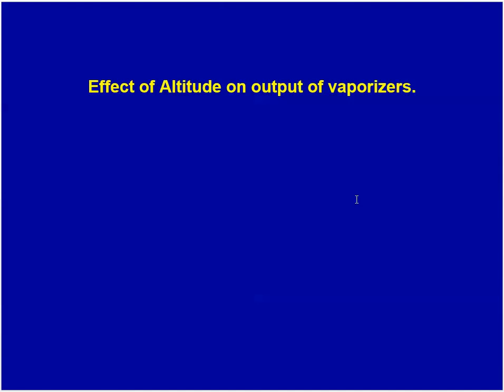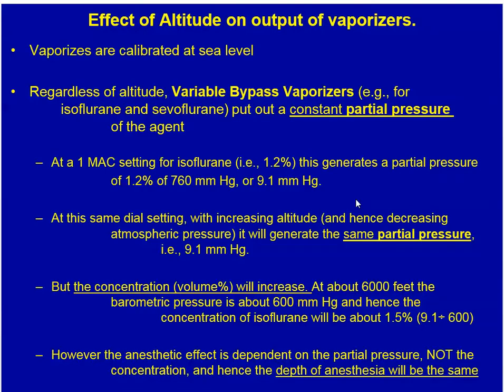Finally, what about the effect of altitude on the output of vaporizers? This has little practical significance in your daily practice, but it does challenge you to understand exactly how these vaporizers work. Vaporizers are all calibrated at sea level. Regardless of altitude, variable bypass vaporizers, in other words, those for isoflurane and sevoflurane, put out a constant partial pressure of the agent.